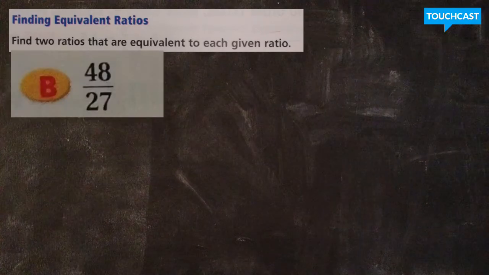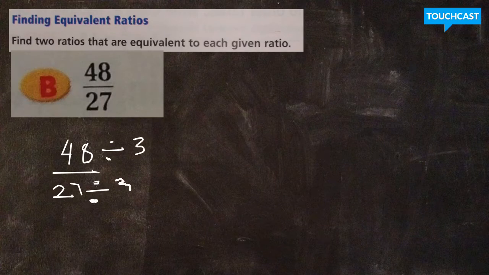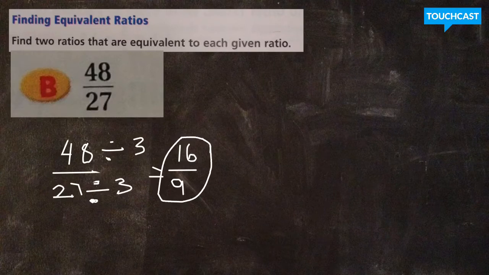So this time we have the ratio 48/27. So let's start by rewriting 48/27. And let's ask ourselves, what number goes into both 48 and 27? Well, I think 3 does. So let's divide both the numerator, the 48, and the denominator, 27, by 3. So 48 divided by 3 is 16, and 27 divided by 3 is 9. So there's one of our equivalent ratios.